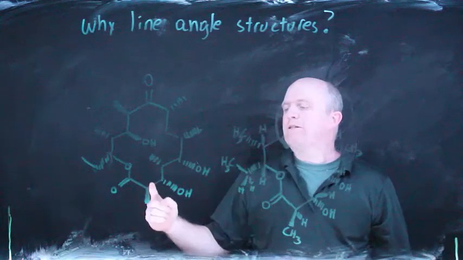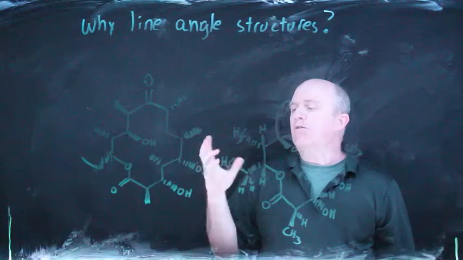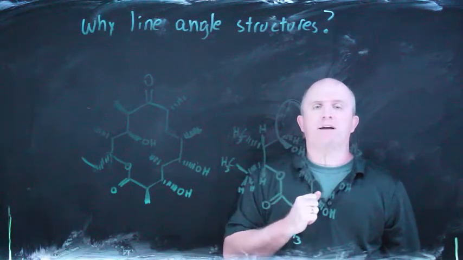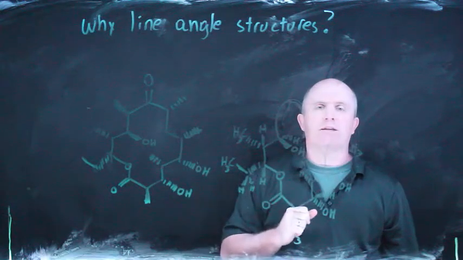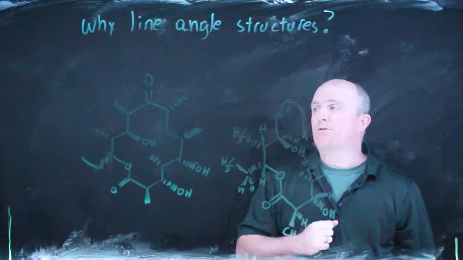Why do organic chemists use line angle structures as opposed to Lewis structures? The main reason is because they convey more information than something that's sort of a hybrid between a line angle structure and a Lewis structure. This is getting closer to a Lewis structure, but isn't a Lewis structure yet.